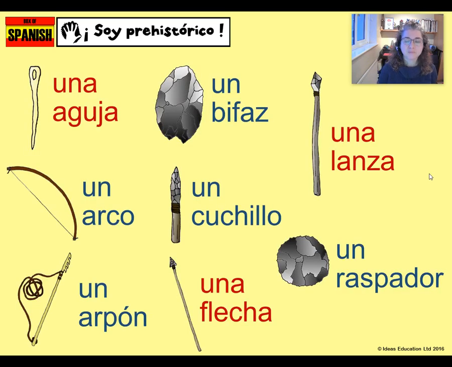So here are all 8 of our tools. Let's just have another go of saying those. And here is Miki to help us, and he'll know which one we're saying. Por favor, escuchad y repetid.